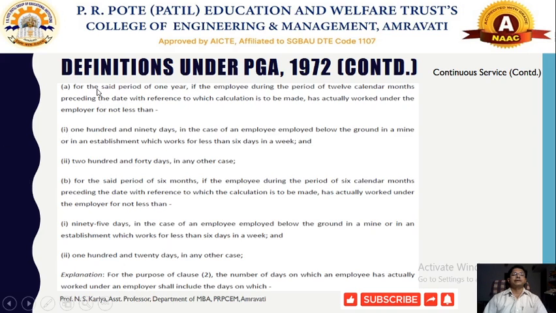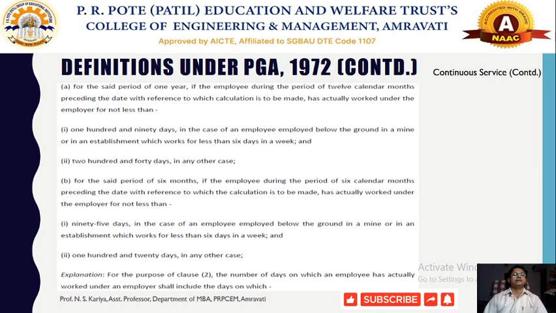So for the said period of 1 year, the employee during the period of 12 calendar months preceding the date with reference to which calculation is made has actually worked under the employer for not less than a certain number of days. Whenever the employee has been rendering services for 12 calendar months, meaning 1 year, preceding the date with reference to which the calculation is made, that is the minimum criteria for the employee to be in continuous service.